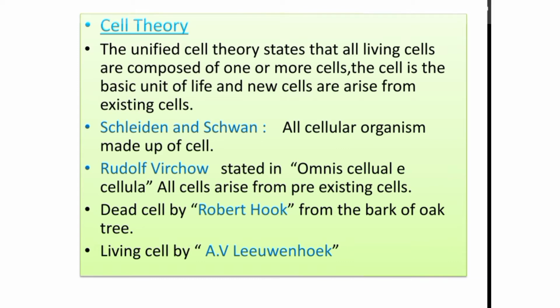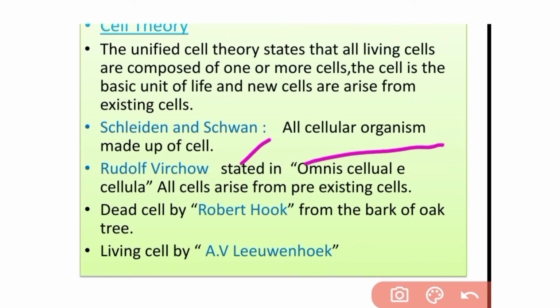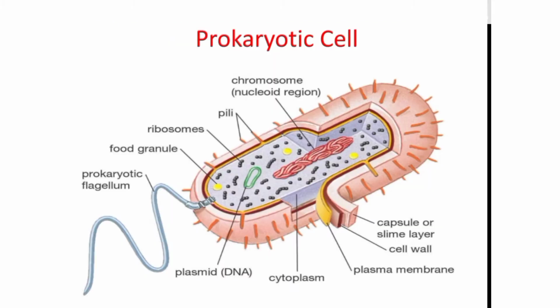Then Schleiden and Schwann said all cellular organisms are made up of cells. Then Rudolf Virchow stated omnis cellula e cellula, that all cells arise from pre-existing cells. Dead cells were discovered by Robert Hooke from the bark of oak, and living cells by A. B. Leeuwenhoek. This is the cell theory of various scientists.